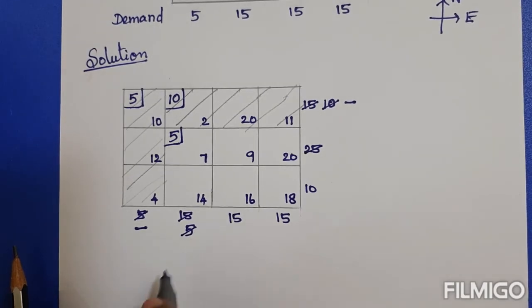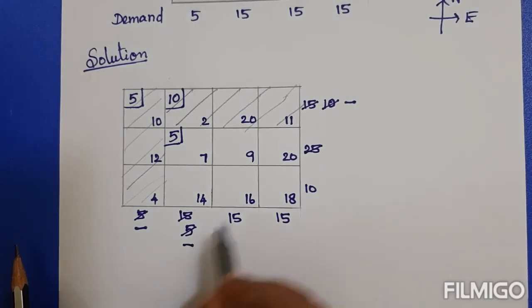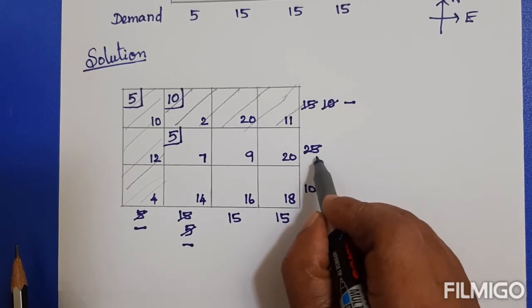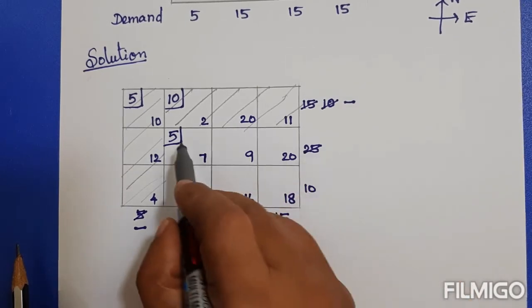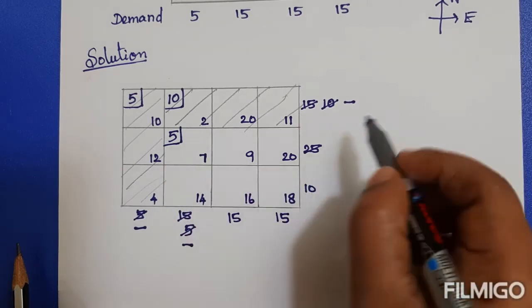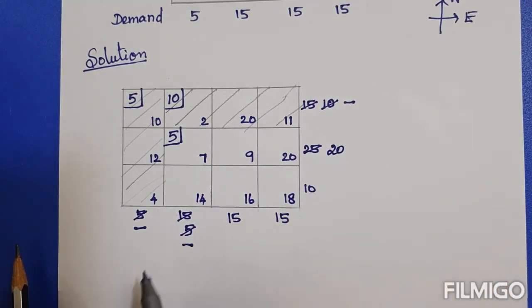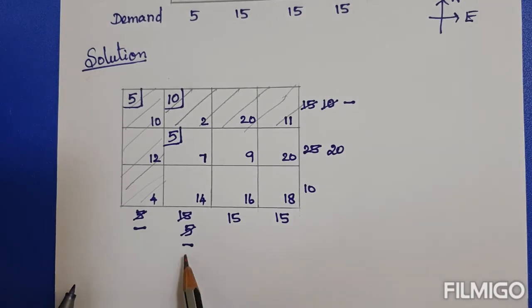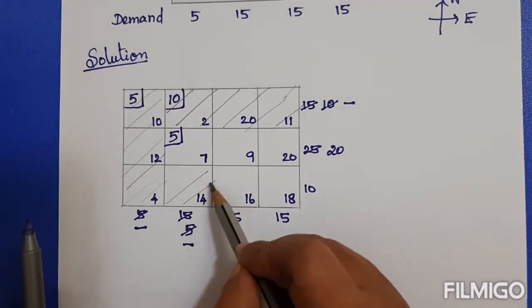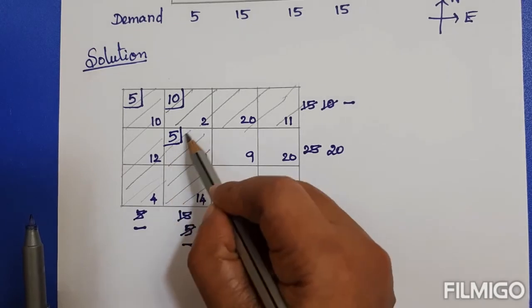Because 5 is the minimum, I put dash here. Already we are having 25. After subtracting this allocated 5, I write this as 20. As this becomes dash, I crossed out this column.